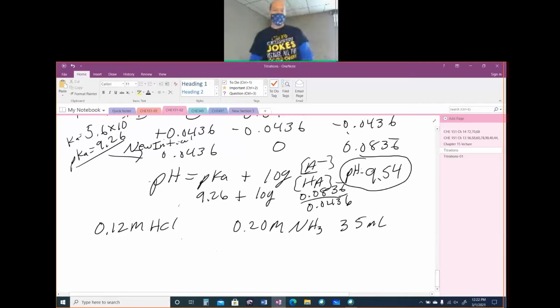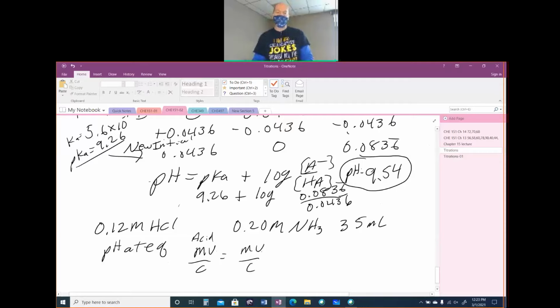the equivalence point. So when you want the pH at the equivalence point, any problem that says calculate the pH at the equivalence point, you're going to have the equation mV over C for your acid is equal to mV over C for your base.